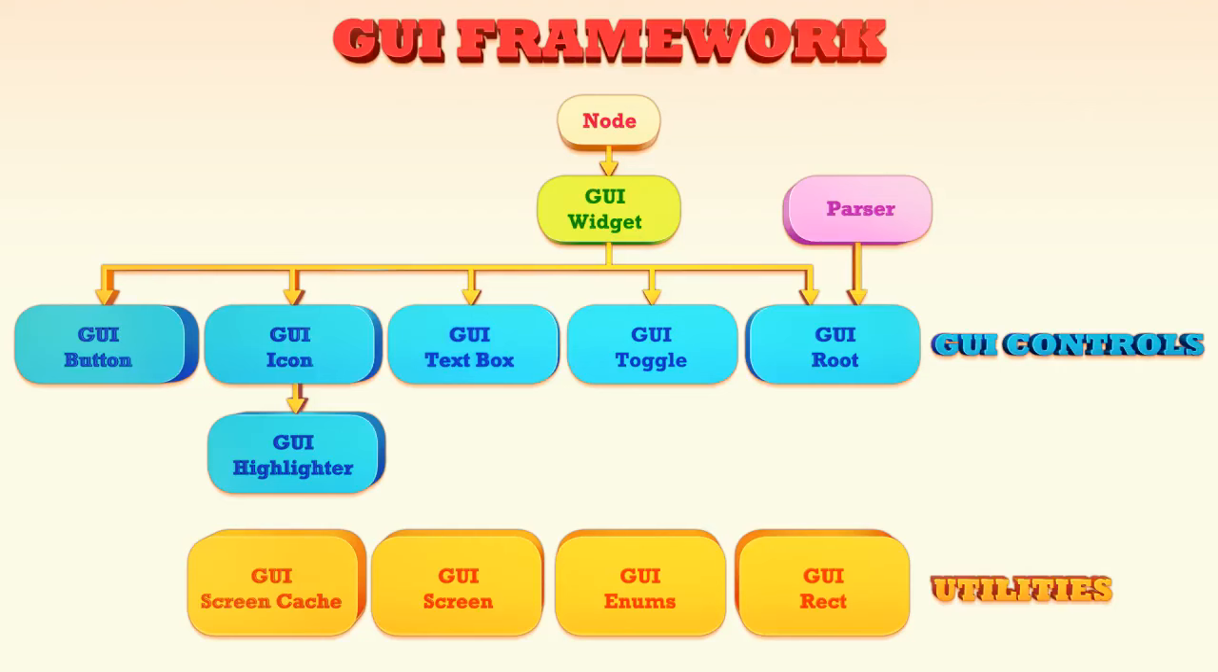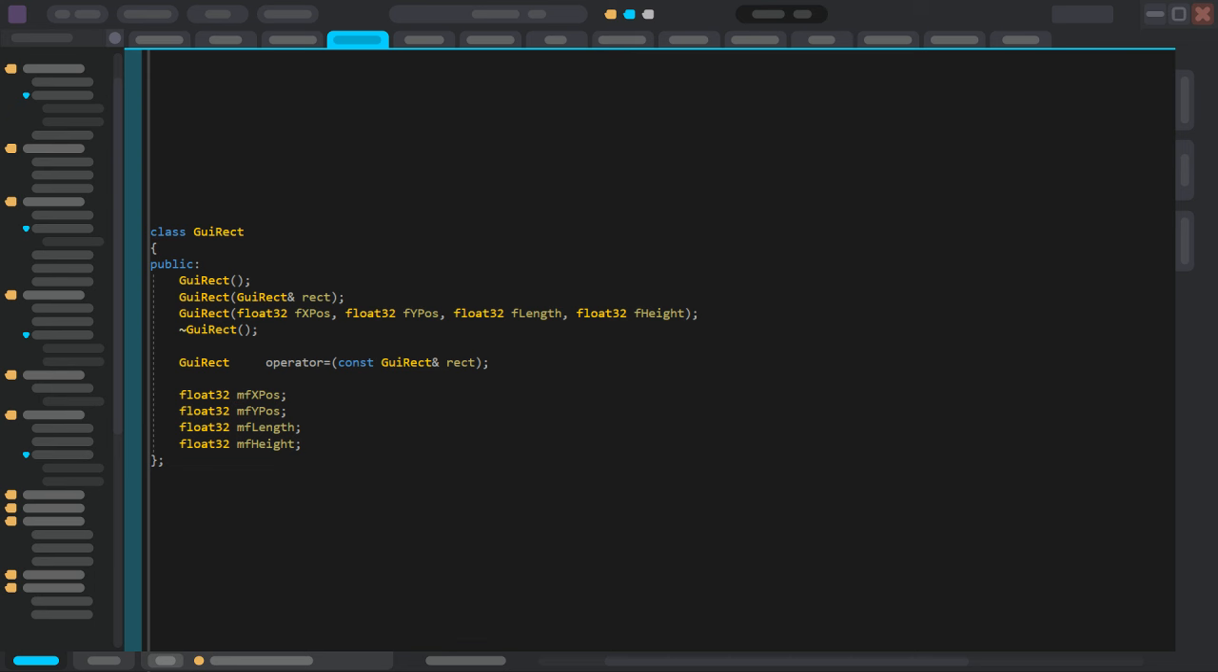In the previous video, I explained the architecture of the GUI framework, the base class, GUI widget, GUI button, and GUI text box. In today's video, I'll explain the GUI Rectangle, GUI Toggle, GUI Icon, and GUI Highlighter.